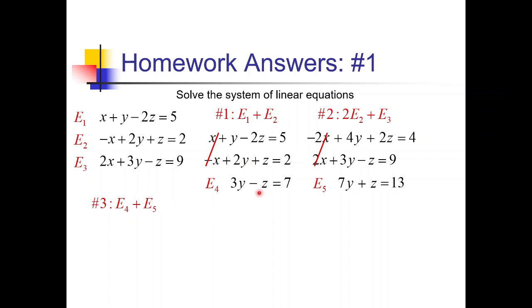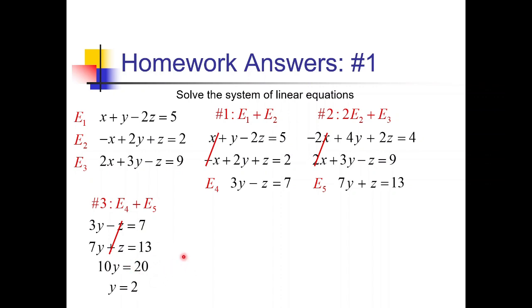So I'm just going to take them and copy and paste them down here just so I can get them a little more organized. And now these z's cancel when I add these equations together. 3y plus 7y is 10y, and 7 plus 13 is 20. Dividing by 10, I get y equals 2. That's the first of my three variables that I had to find.